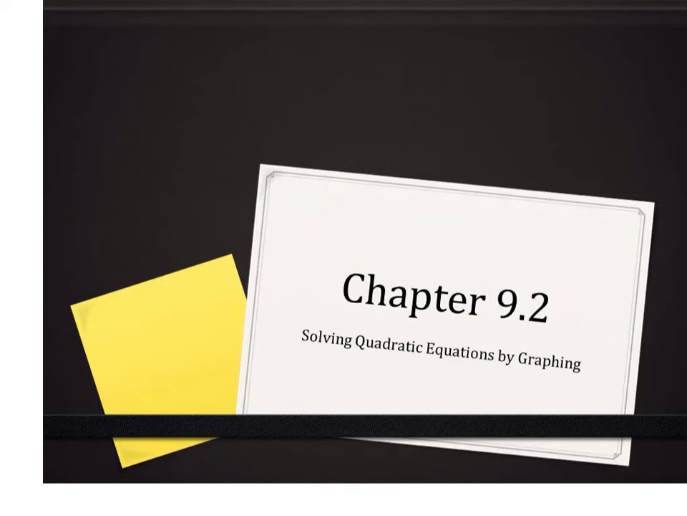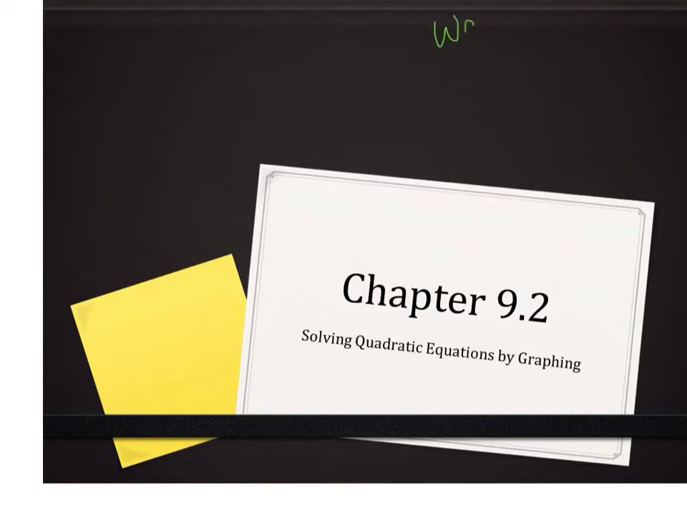Hello and welcome to Algebra 1, Chapter 9.2, and today we're going to discuss solving quadratic equations by graphing. In 9.1, we just talked about graphing quadratic equations, and so now we're going to have a purpose behind our graphing. There are going to be 5 ways of solving quadratic equations. You're going to have to know all of them.